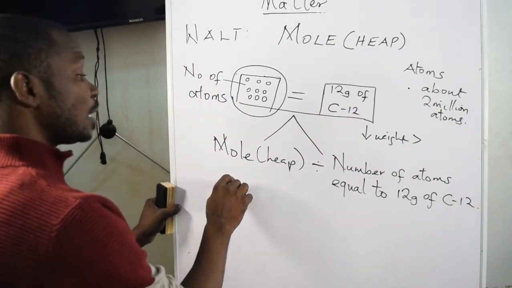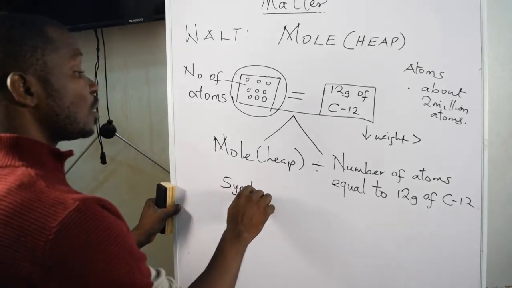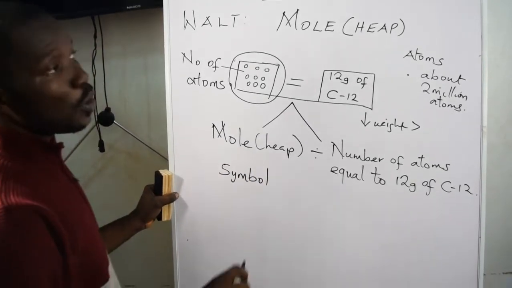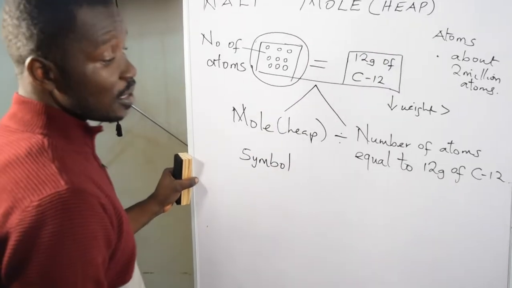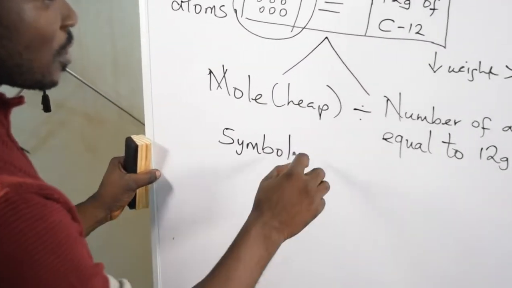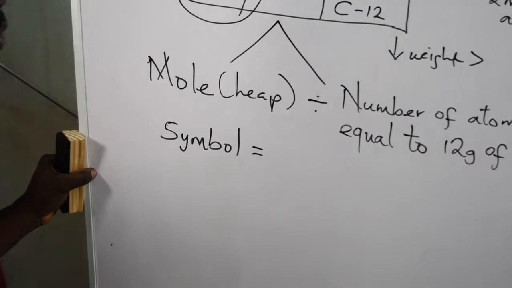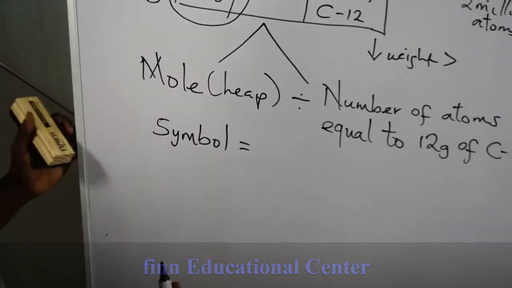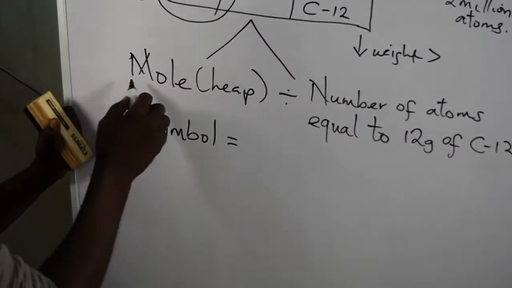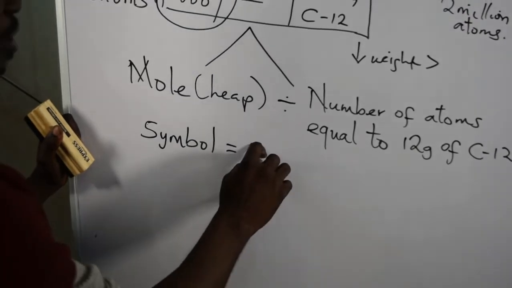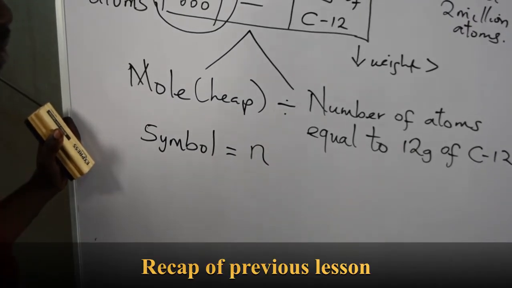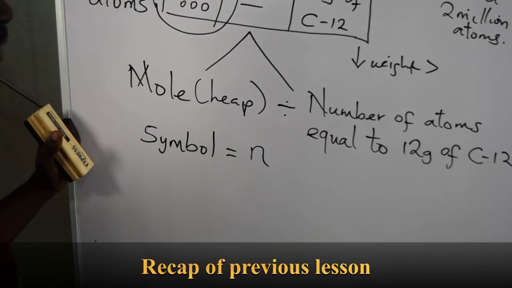About mole. The symbol. Scientists find it difficult to write long essays. Scientists don't write a lot, so they look for symbols to represent long words. So instead of writing mole, you see scientists using N, small letter N.